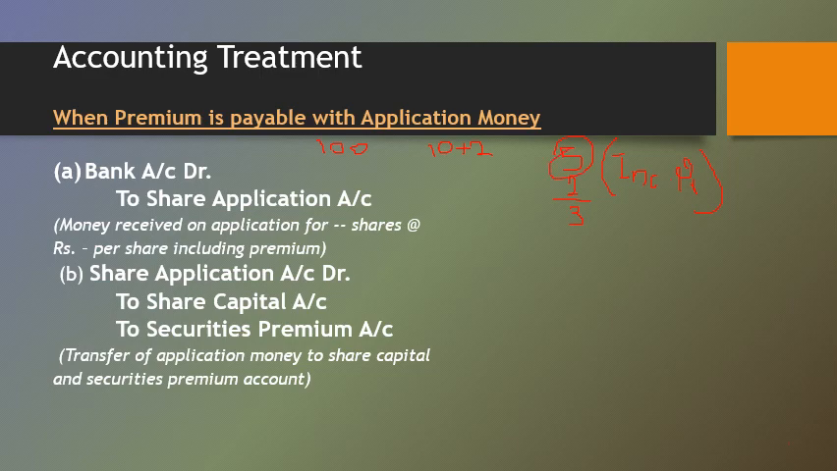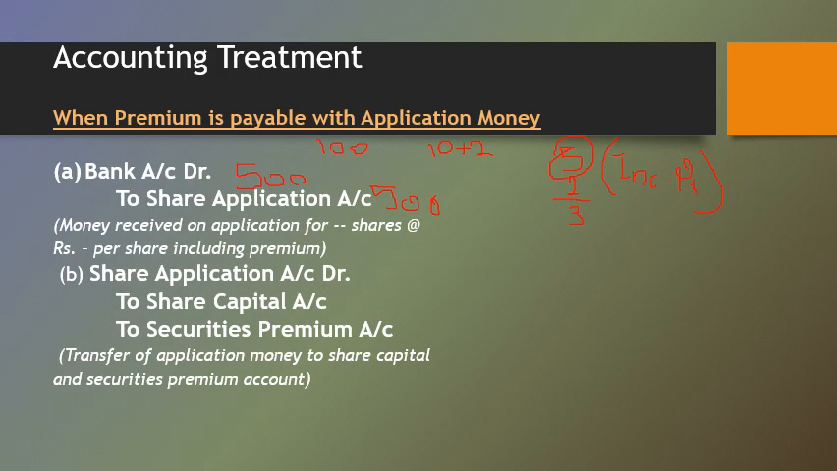So whenever the shareholders apply for these shares, they have to pay rupees 5 on each share. If the company is issuing 100 shares, they will be getting 100 into 5, 500 rupees. Bank account debit 500, to share application 500.